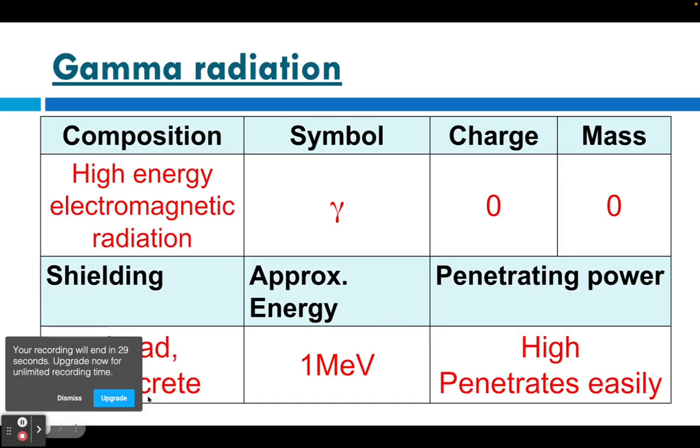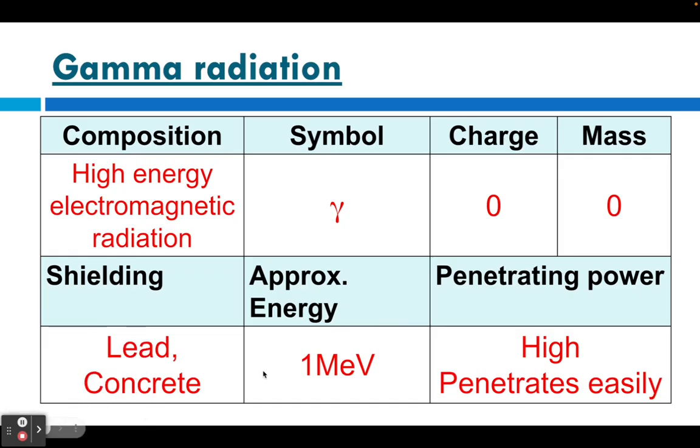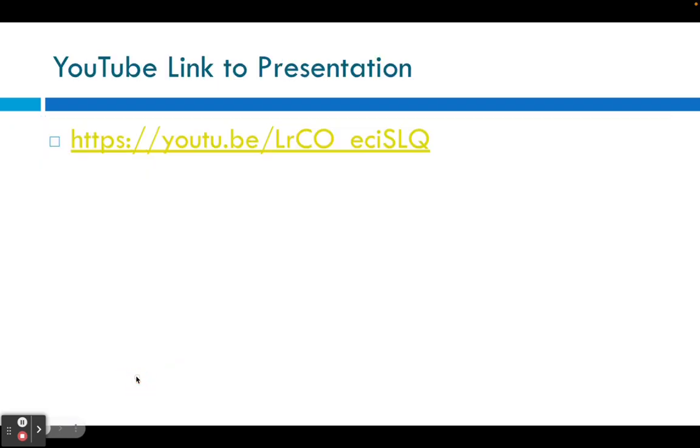So here's the table for gamma radiation. Here you have high energy radiation. The symbol is gamma. There's no charge. There's no mass. And shielding requires lead or concrete. So the penetration is very, very high for this. That's why you need a lot of shielding.